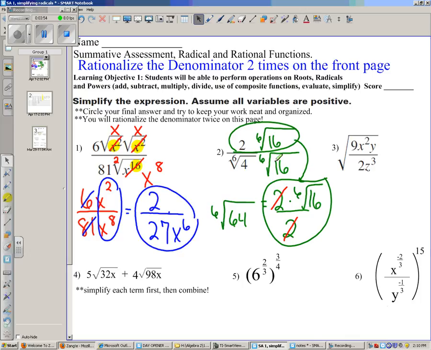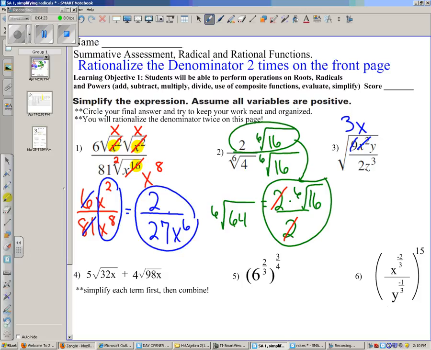Number 3 was the other problem where you had to rationalize the denominator. But first, still going with my flowchart, I'm going to take out anything that's perfect. So what's perfect on number 3? Well, 9 has a perfect square root, so I'm going to take that out. X squared has a perfect square root, so I'm going to take that out. I can't take out y, there's not enough. I can't take out the 2, that doesn't have a perfect square root, and it doesn't have any factors that do. I can take out some of the z, but I'm still going to have to rationalize no matter what.